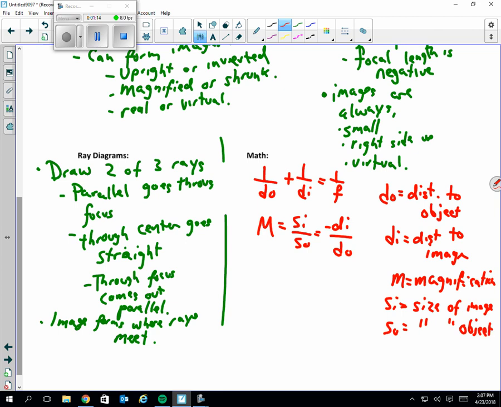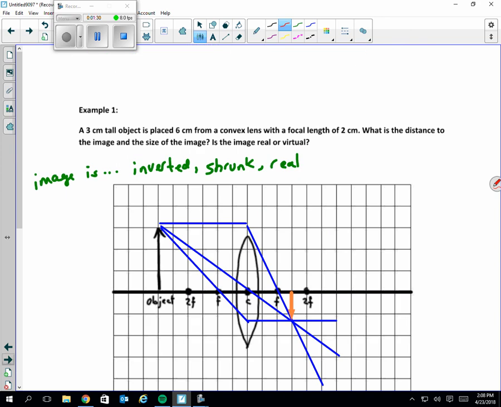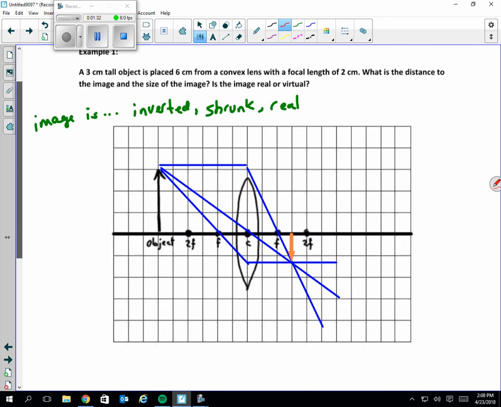Note on this magnification equation, if SI is twice as big as SO, SI over SO is going to be 2, the magnification is 2 times. So it's going to double the size of the object. So our first example, we did this example yesterday and found that the image was inverted, shrunk, and real.